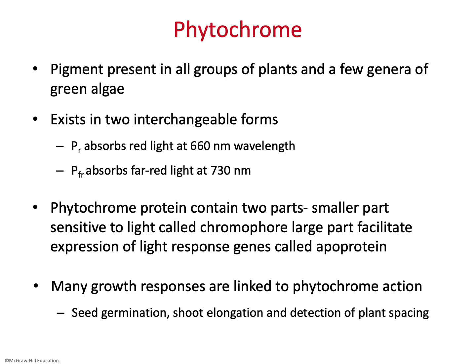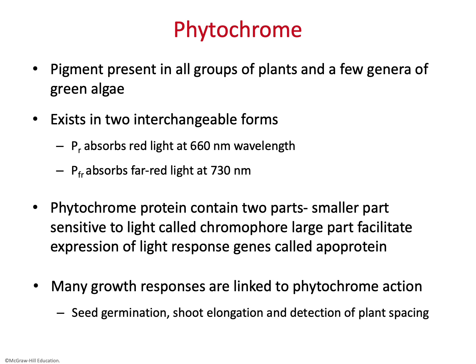When you look at the molecular structure, the phytochrome molecule shows two interchangeable forms. One is PR, which absorbs red light at 660 nanometer wavelength, and we have PFR, which absorbs far red light at 730 nanometer.